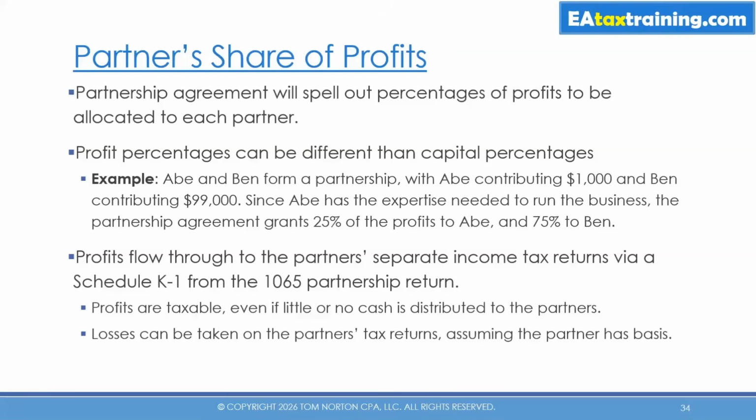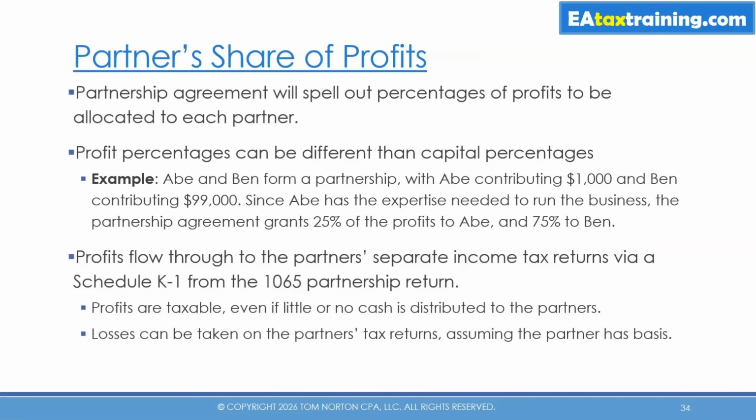So Abe is only a 1% capital partner. He's only got 1% equity in the partnership, but he gets 25% of the profits. That is perfectly acceptable with a partnership. The reason this is important, because remember back in video 1, we said a very common decision point when 2 or more people are entering in business is, should we be a partnership or should we be an S corporation?